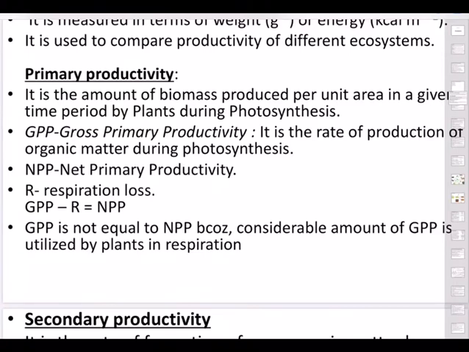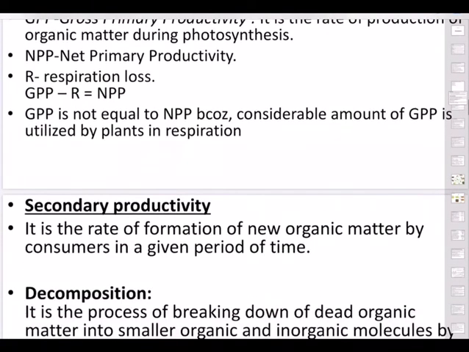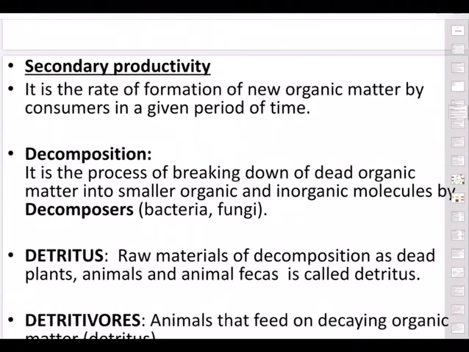It is the gross primary productivity. You have to subtract respiration loss because it's a loss. So GPP minus R becomes NPP. So GPP cannot be equal to NPP because there is a considerable amount of loss in the form of respiration. Hence GPP cannot be NPP in any ecosystem. And then secondary productivity. It is the rate of formation of new organic matter by consumers in a given period of time. So it is the rate of assimilation of food, and the amount of energy available at the consumer level for transfer to the next trophic level.